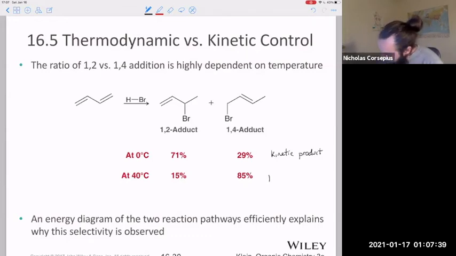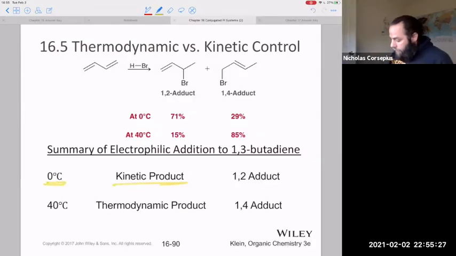At high temperatures, the thermodynamic product is favored, because then you do have a lot of motion going on. And so it's that delta G that's going to dominate, the fact that you want to form that more stable product. And this is always going to be the case. We're going to see that lower temperatures will always favor the kinetic product for a reaction, and higher temperatures will always favor the thermodynamic product for a reaction. At 0 degrees, you get what's called the kinetic product, which is the 1,2 adduct because of the proximity effects.